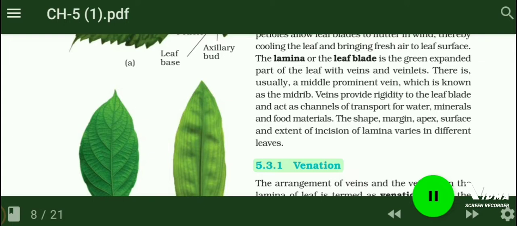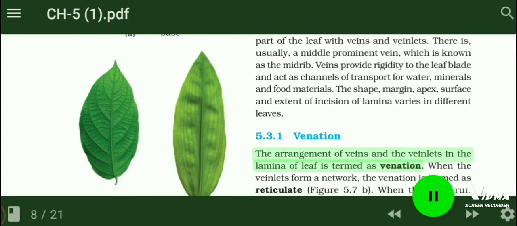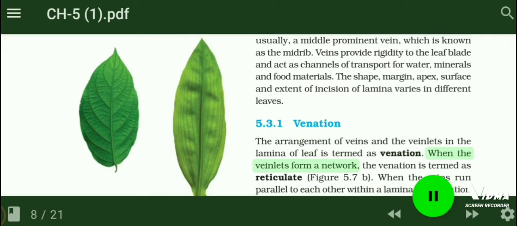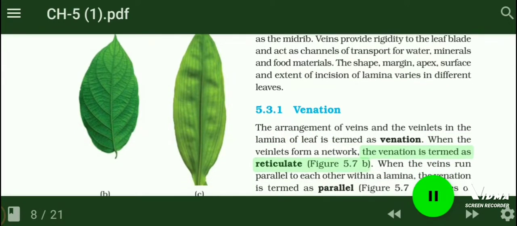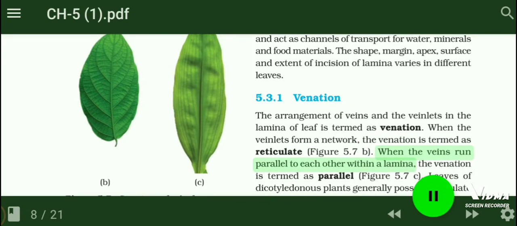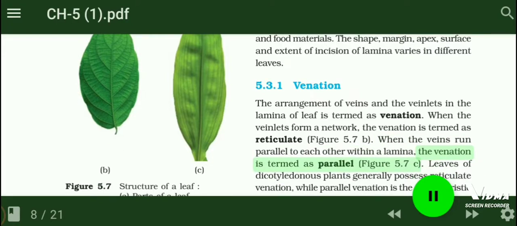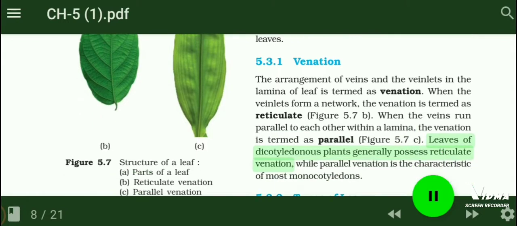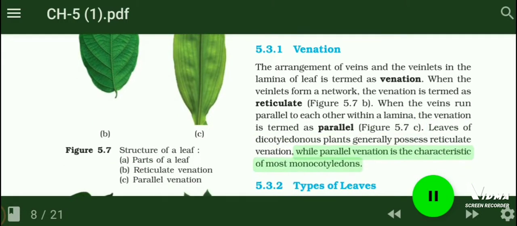5.3.1 Venation. The arrangement of veins and the veinlets in the lamina of leaf is termed as venation. When the veinlets form a network, the venation is termed as reticulate. Figure 5.7b. When the veins run parallel to each other within a lamina, the venation is termed as parallel. Figure 5.7c. Leaves of dicotyledonous plants generally possess reticulate venation, while parallel venation is the characteristic of most monocotyledons.